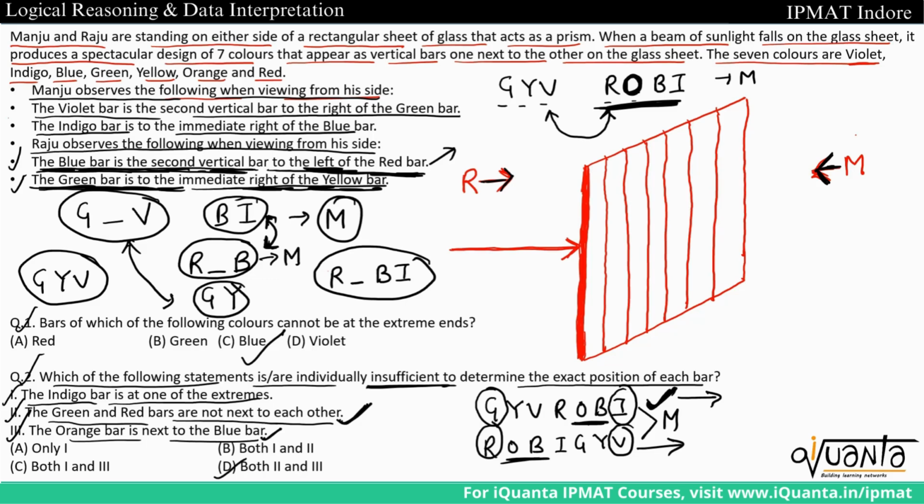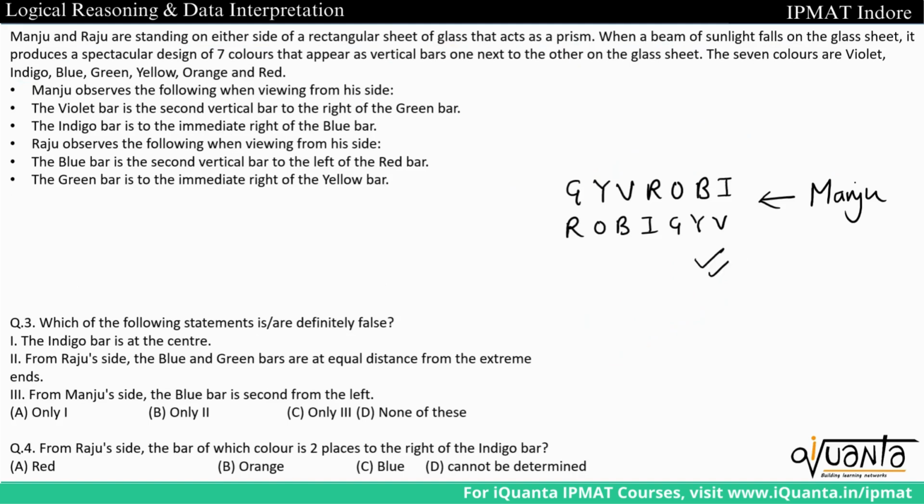Let's try to solve the next question now. So we again have the order with us, and these were the observations of Manju. The observation of Raju will just be opposite to this. So the third question that we have is, which of the following statements are definitely false? So we are looking for a statement which is definitely false. A statement that can be true, we cannot mark it as an option.